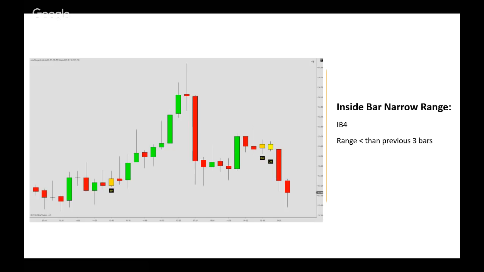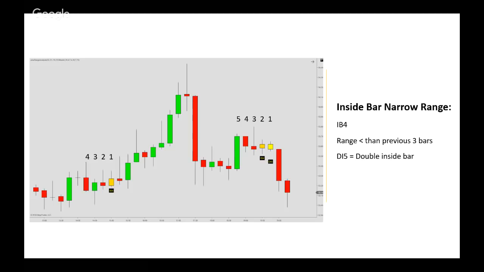And this is what it looks like in a 15-minute chart of crude oil. The yellow bar here alerts us to the pattern. And as we see, we have an inside bar here. And if we count backwards, we see the look back period here. And again, that this range here is narrower than the preceding 3 bars. So he's including the inside bar in the look back period here.